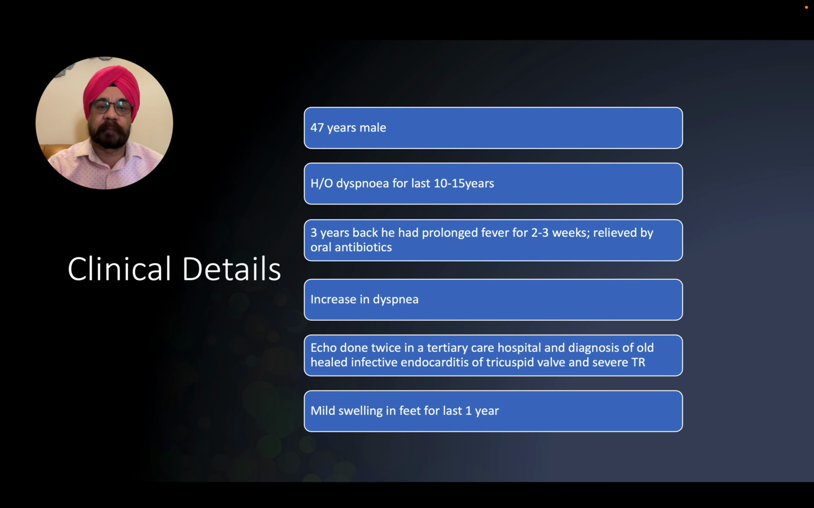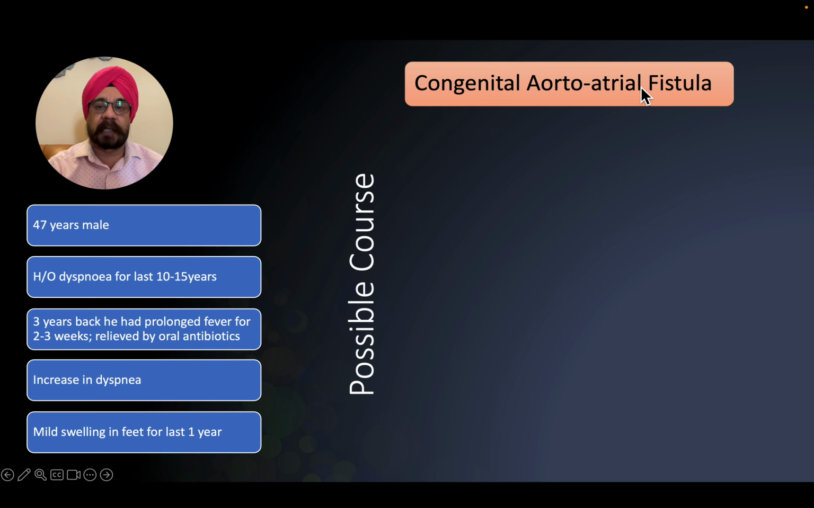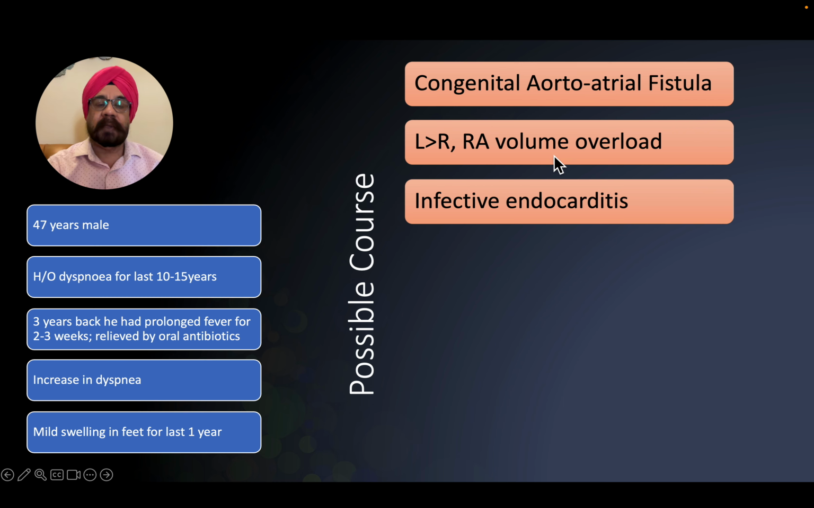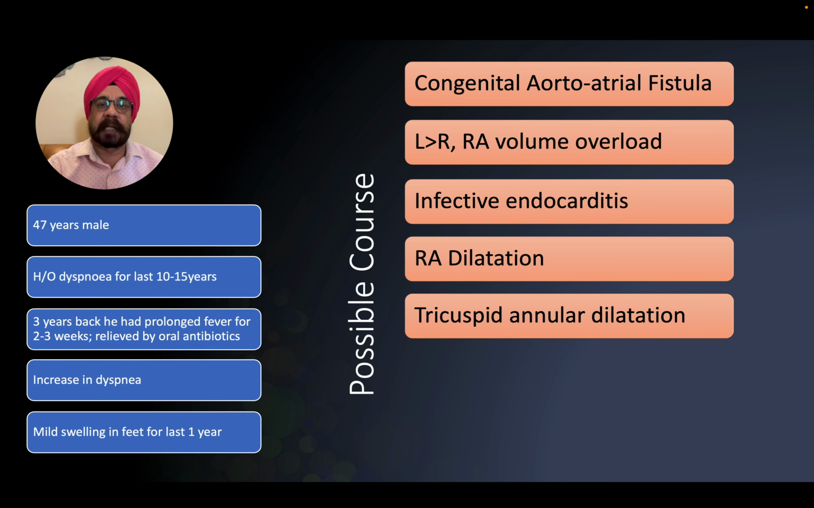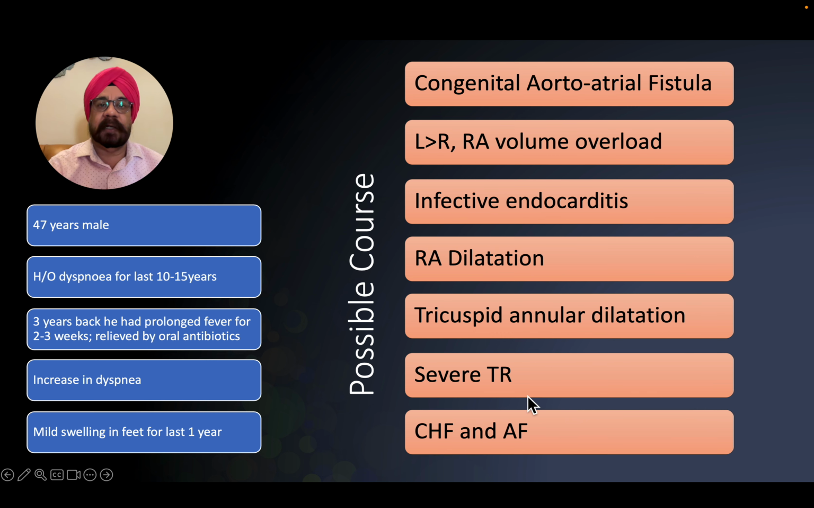So what happened in this patient? He was symptomatic for the last about 10 years, probably because of a congenital aortoatrial fistula. He had a left to right shunt causing right atrial volume overload. In between, he had infective endocarditis, and this all led to right atrial dilatation, tricuspid annular dilatation leading to non-coaptation of the tricuspid valve, and severe TR, which is a vicious cycle, further increasing the right atrial size. This led to heart failure features and atrial fibrillation in this patient.